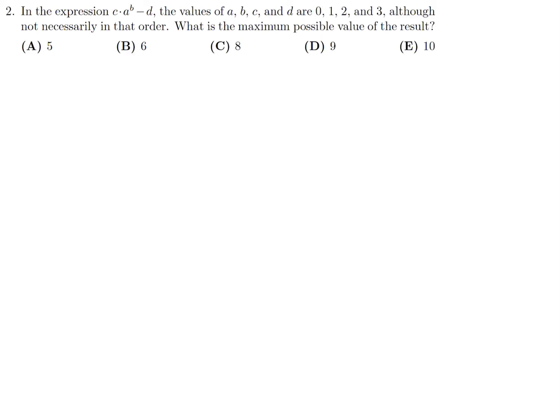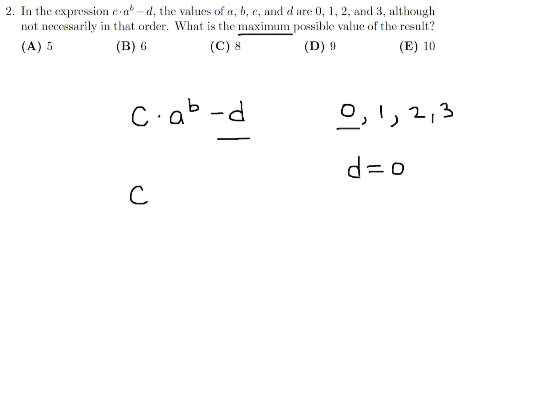In the expression c multiplied by a to the power of b minus d, the values a, b, c, and d are 0, 1, 2, and 3, although not necessarily in that order. What is the maximum possible value of the result? Now, this expression is made maximum if what you're subtracting is made minimum. So if you're choosing from 0, 1, 2, and 3, the minimum would be d, so let's make d equal to 0. And therefore, we just have to now be concerned with c times a to the power of b.